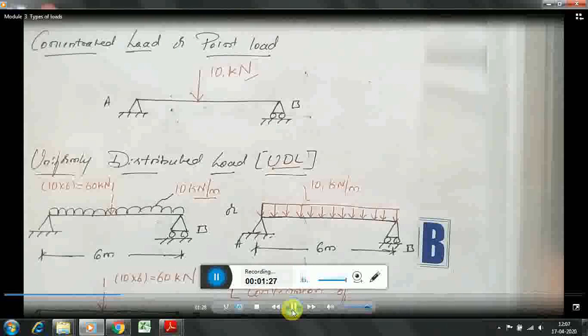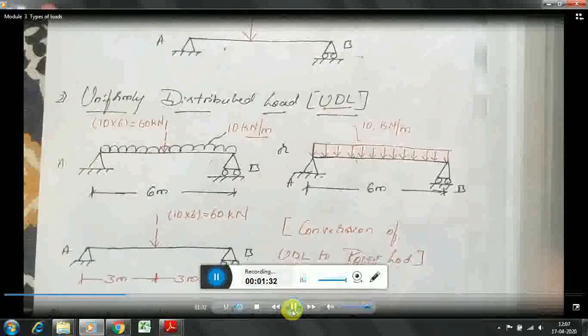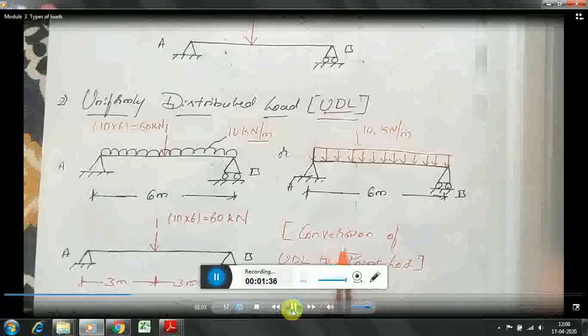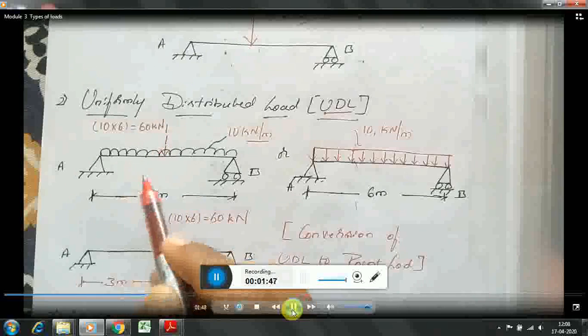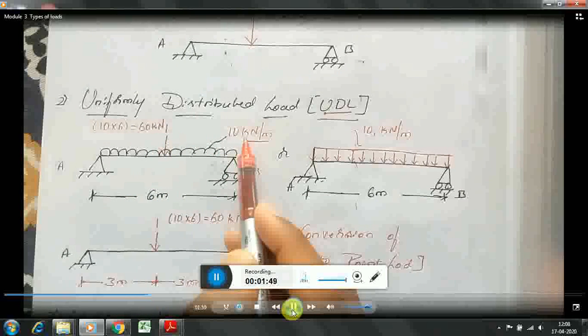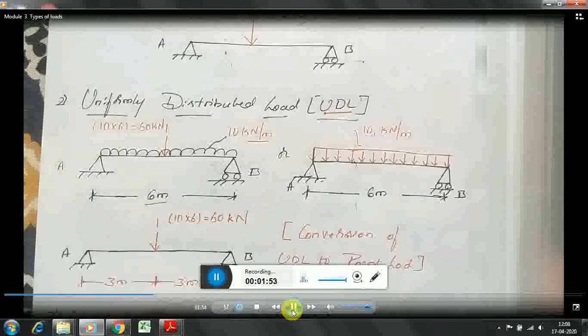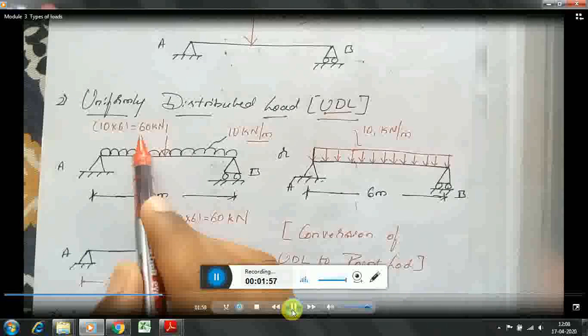Now one more concept I want to explain here. Any type of load can be converted into a point load. So in the diagram below, I have shown the conversion of UDL to point load. Here I have written 10 kilonewton per meter into 6, where 6 is the span through which the load is acting. If you do that, the load will be converted into a point load.